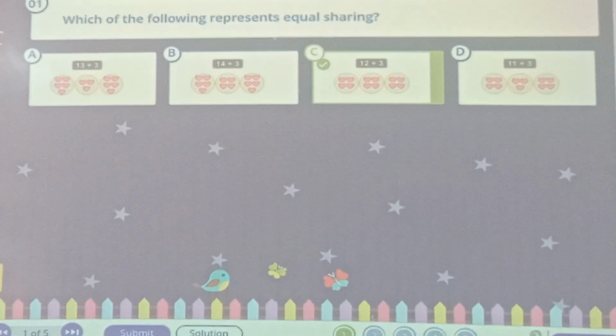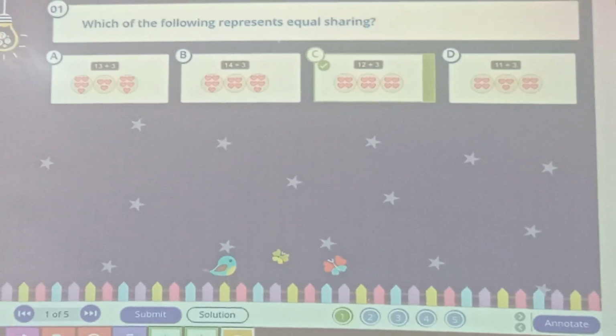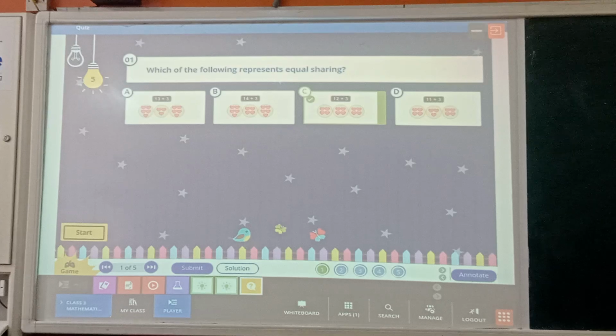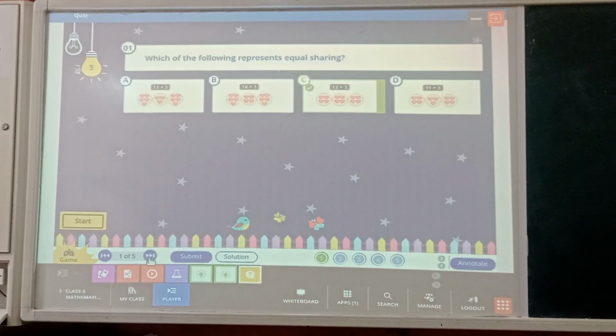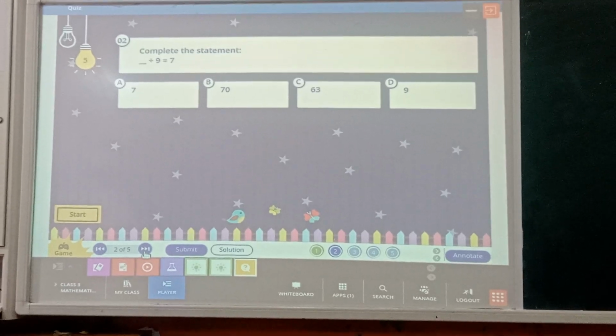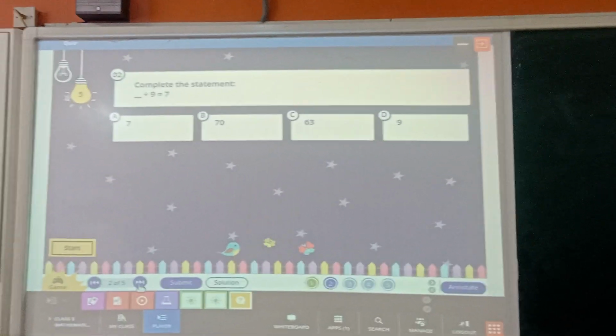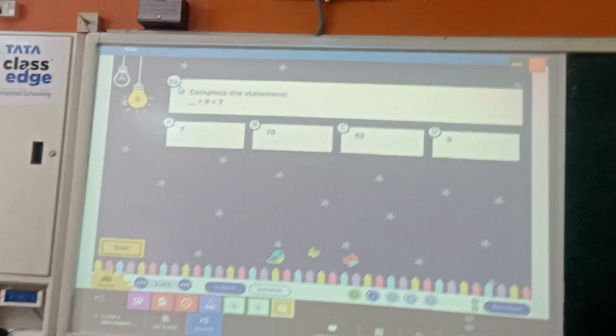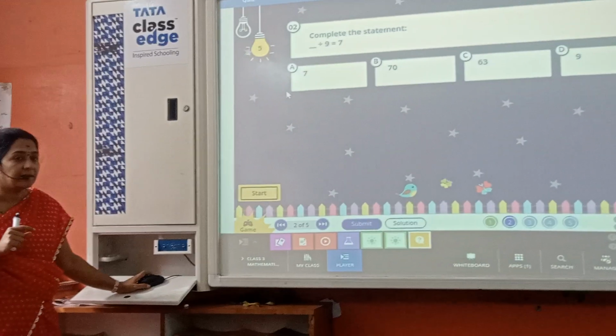Now, again I will click this game. Let's see whose roll number will come. Yes, it's 5. Who is 5? Yes, Adya. And we have the next question. Can you say this? Dash divided by 9 is equal to 7. The dividend you have to find.